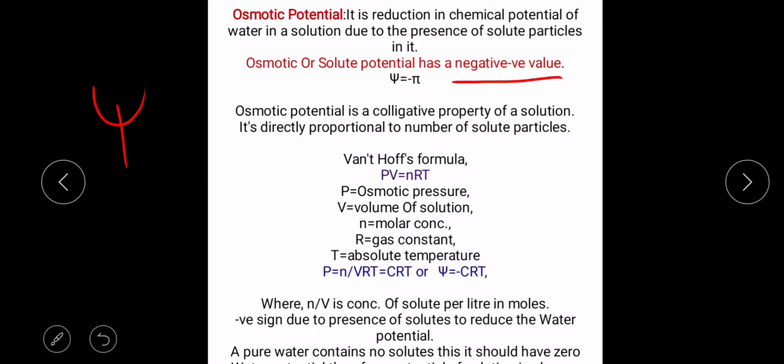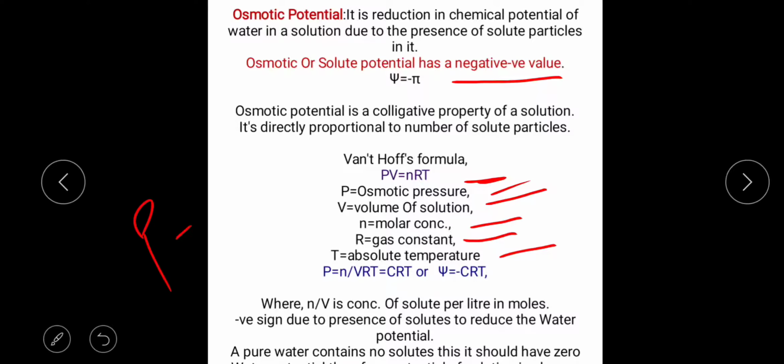Osmotic potential basically acts as a colligative property of a solution, so it is directly proportional to the number of solute particles. By Van't Hoff's formula, PV is equal to nRT, where P is the osmotic pressure, V is the volume of the solution, n is the molar concentration, R is the gas constant, and T is the absolute temperature. So we can write P is equal to n by V RT.